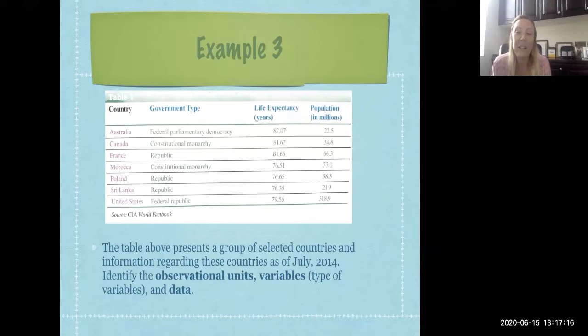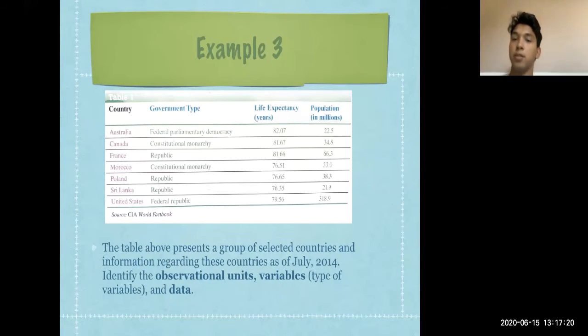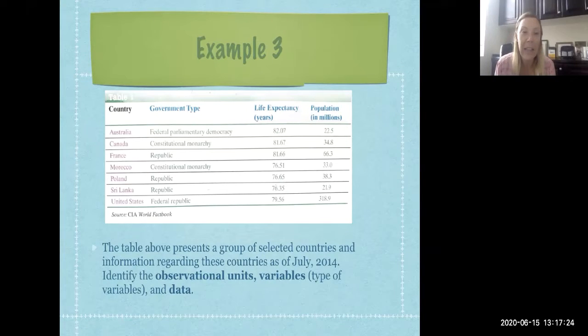So Roland, do you know what our observational units are for this chart? I think it's the countries. Absolutely. Yep, correct. Right? So we've got Australia, Canada, France, Morocco, Poland, Sri Lanka, and United States. Okay? And then what are the different variables?